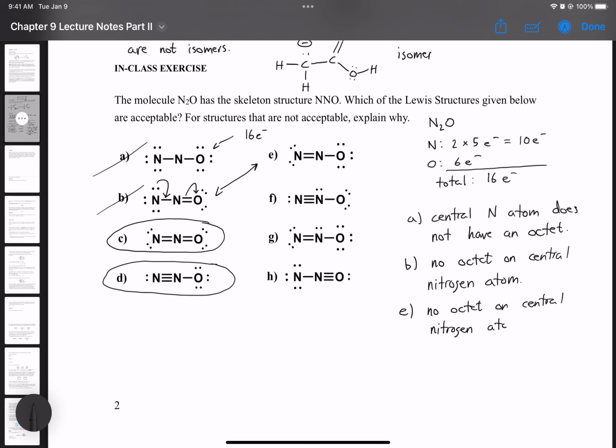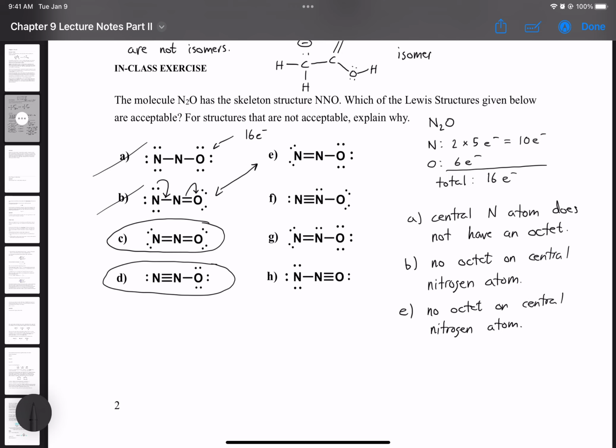So we want to make sure that at least all atoms have an octet, okay? So we shouldn't have to expand or limit an octet. We always want to aim for at least all atoms having an octet, except for hydrogen and some exceptions, like boron, okay? All right, let's look at F.